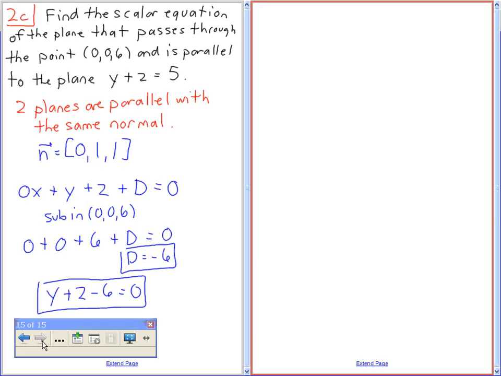This will save you a lot of time here. The question was, can you always get the normal from the scalar equation? Yes, you can. Remember, the coefficients A, B, and C are going to be the normal from your scalar form. And in the same way, when you go from vector form to scalar form, what you do is you cross the direction vectors to give you the normal.